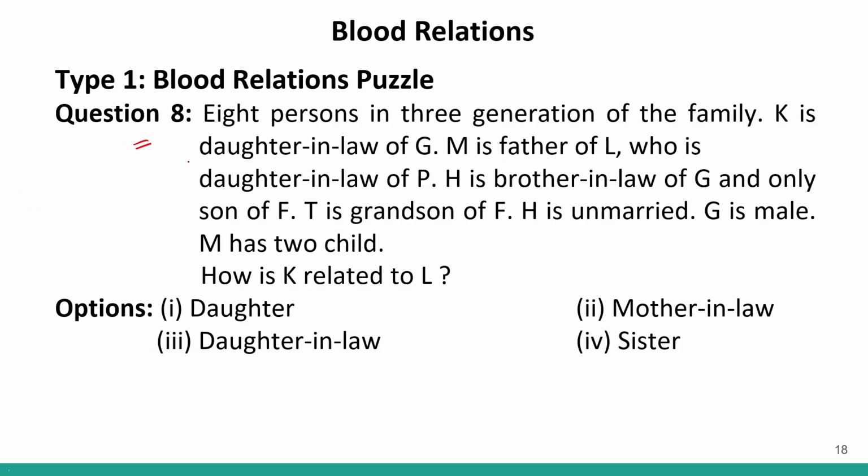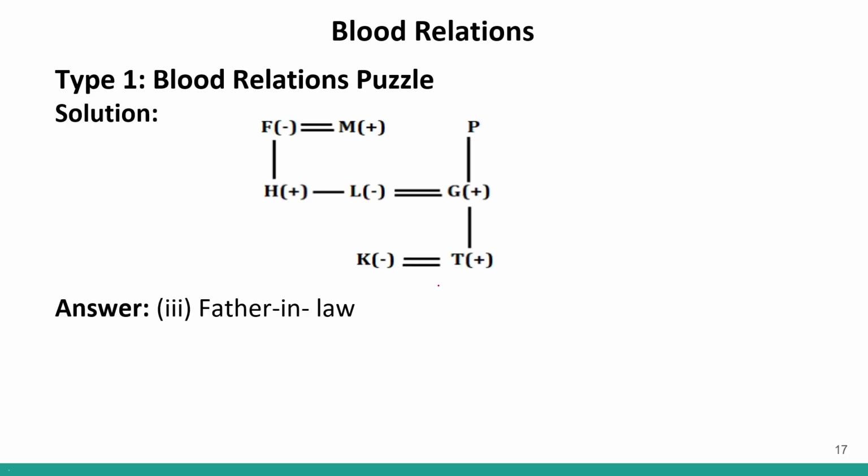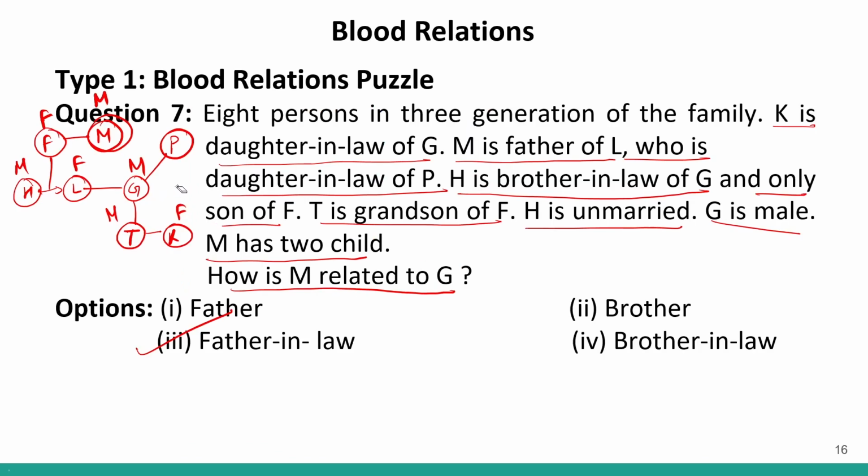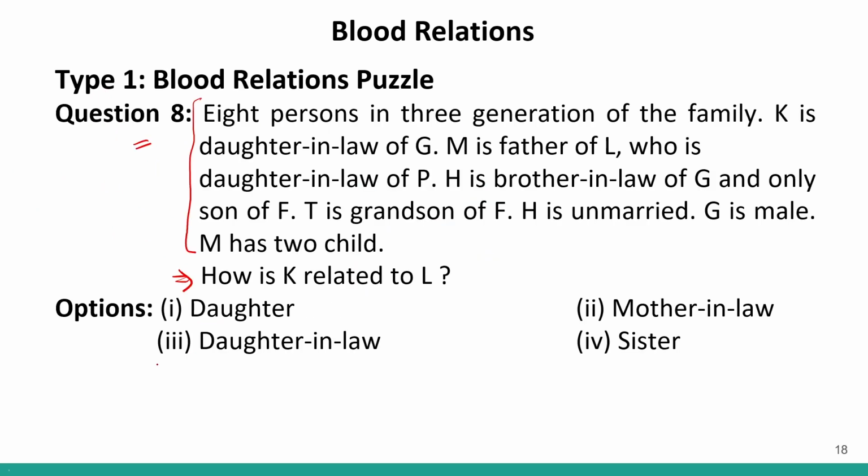Question number 8. So same information is given to us. Different question. How is K related to L? So going back to the arrangement. Where is K? K is over here. So if I look over here, K is the daughter-in-law of L. So answer will be option number 3, daughter-in-law. K is the daughter-in-law of L. Correct?